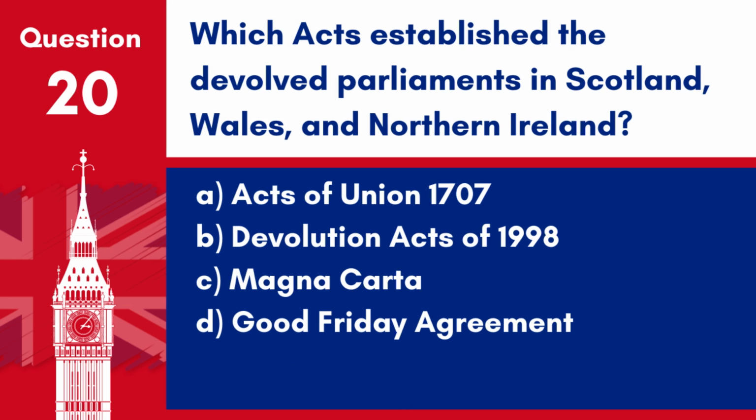Question 20. Which acts established the devolved parliaments in Scotland, Wales, and Northern Ireland? A. Acts of Union 1707. B. Devolution Acts of 1998. C. Magna Carta. D. Good Friday Agreement.